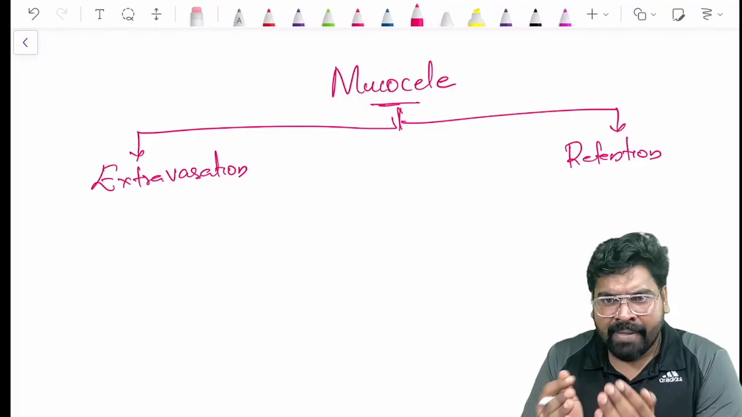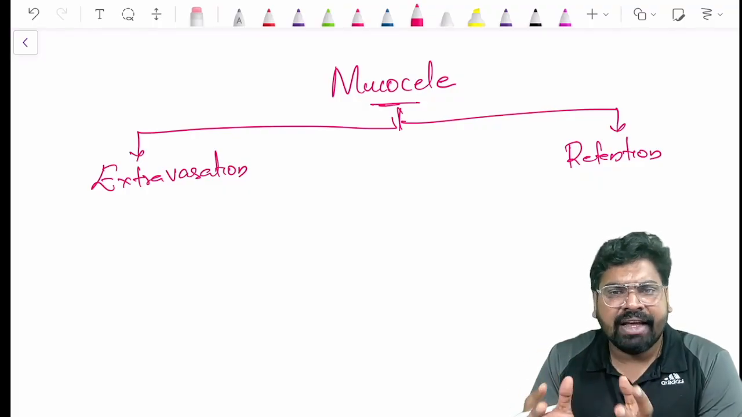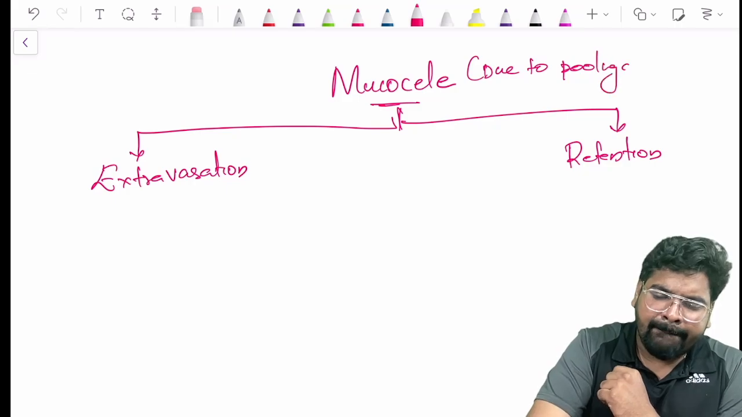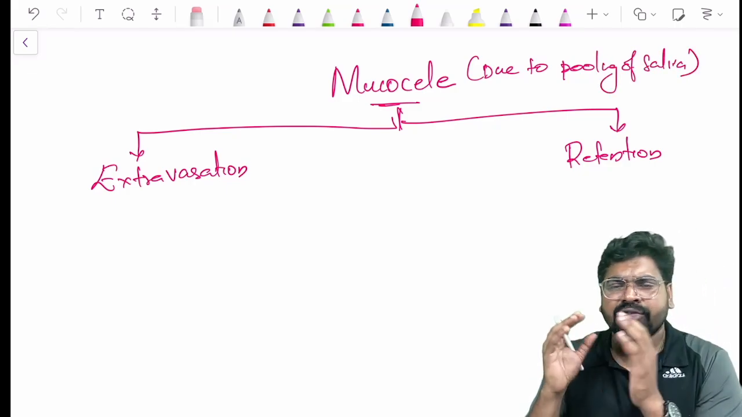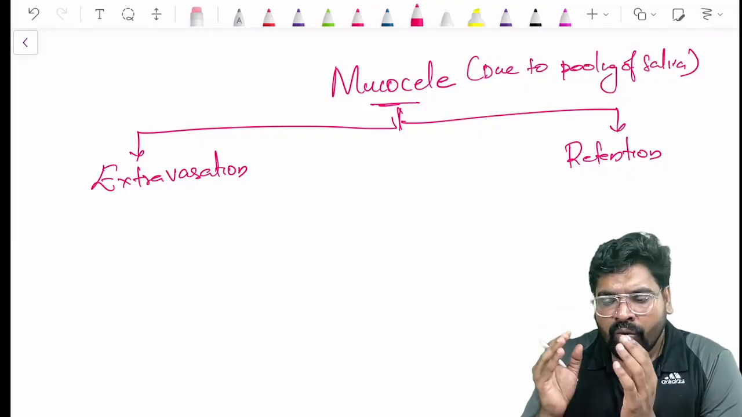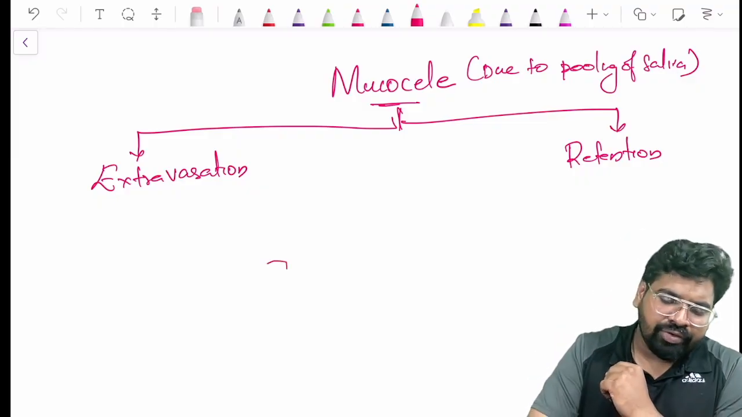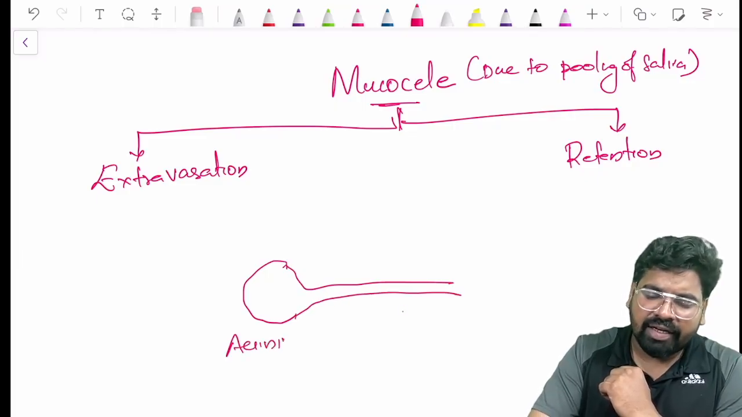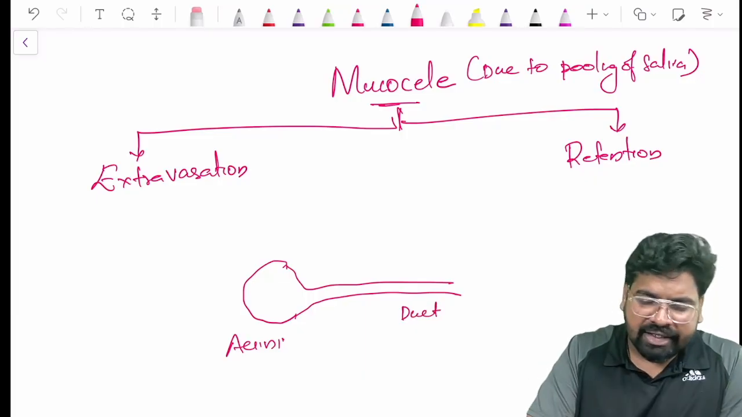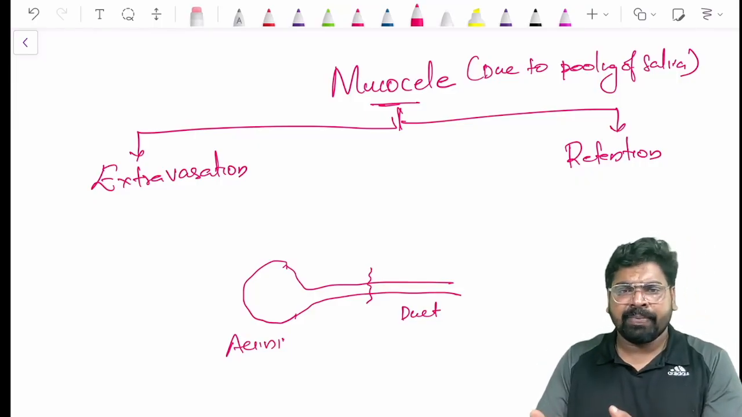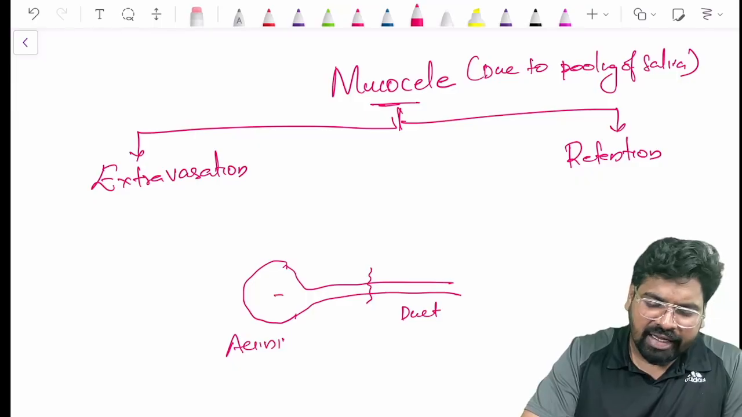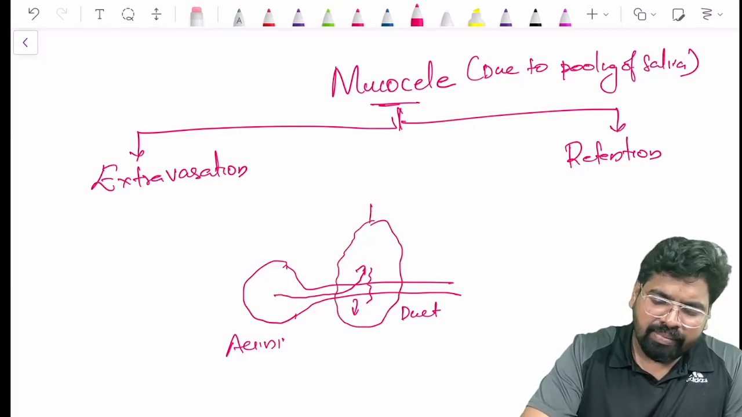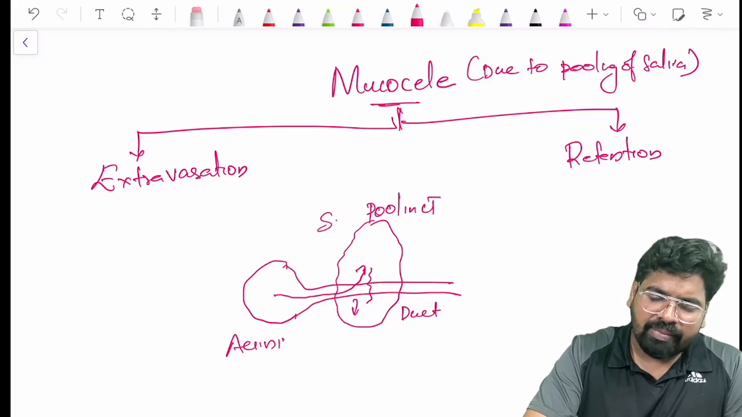Mucocele is a swelling due to pooling of saliva. Now, you know that when saliva is produced, you have an acini here, you have a ductal system here. If the duct is tampered or damaged, what happens? This saliva will come out here, and it will pool in the connective tissue.